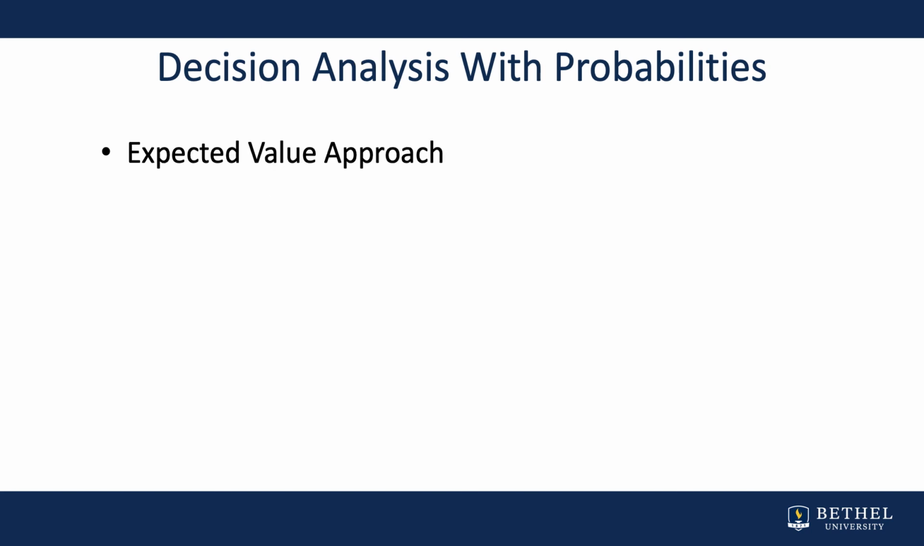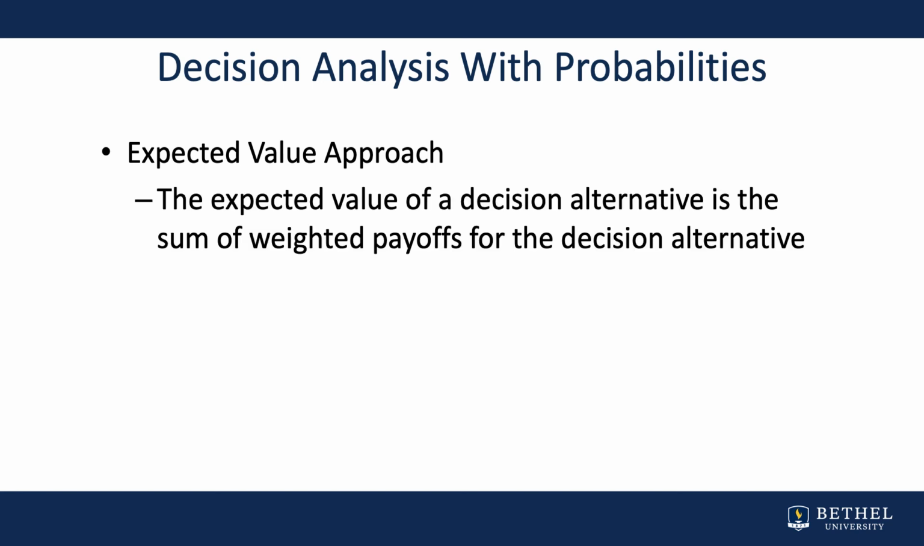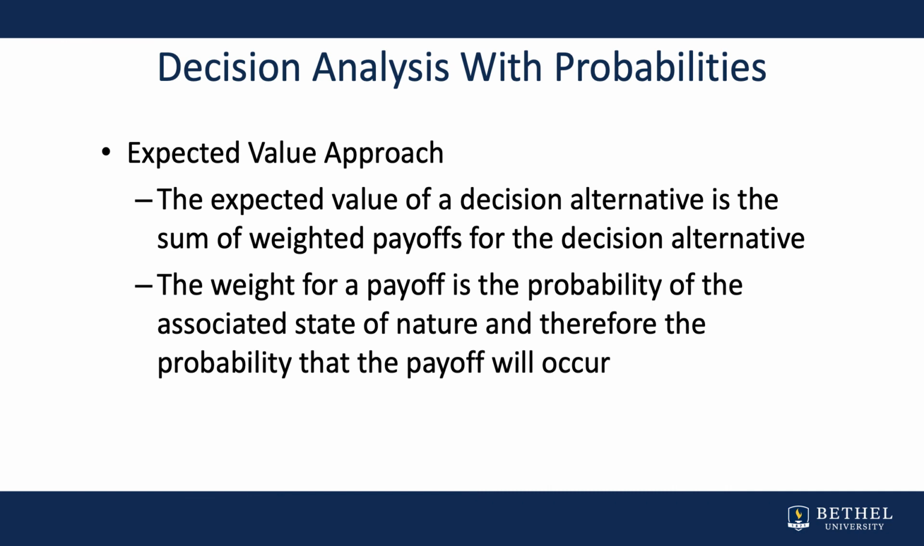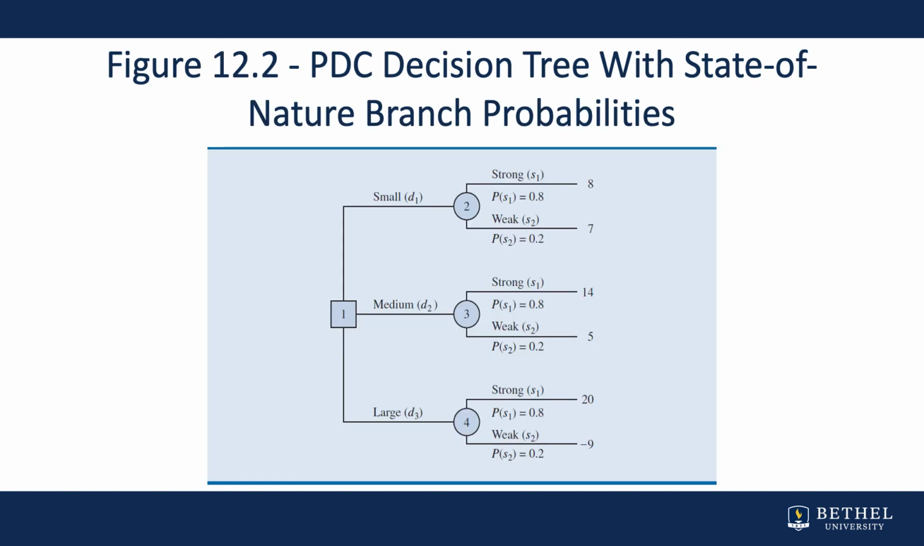Another approach that we can take in decision analysis is the expected value approach. The expected value of a decision alternative is the sum of weighted payoffs for the decision alternative. The weight for a payoff is the probability of the associated state of nature and therefore the probability that the payoff will occur. Figure 12.2 shows the decision tree for the PDC problem with state of nature branch possibilities.